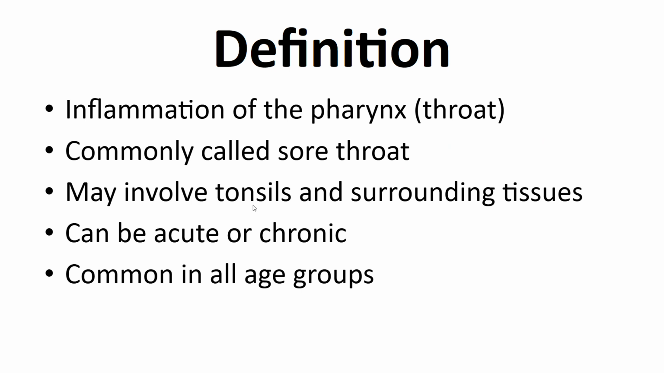Definition: the inflammation of the pharynx or throat is called pharyngitis. It is also termed as sore throat, which means the inflammation can be at the back of the throat. Sometimes this inflammation involves the tonsils and also the surrounding tissues. Pharyngitis can be acute or chronic, and it is common in all age groups.